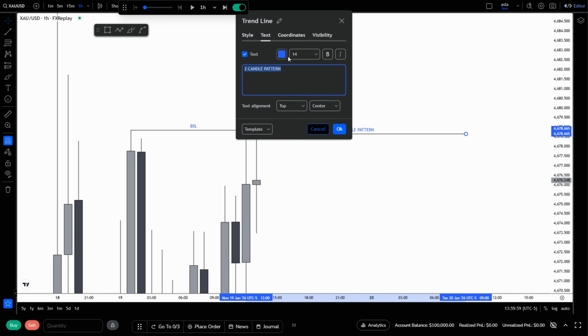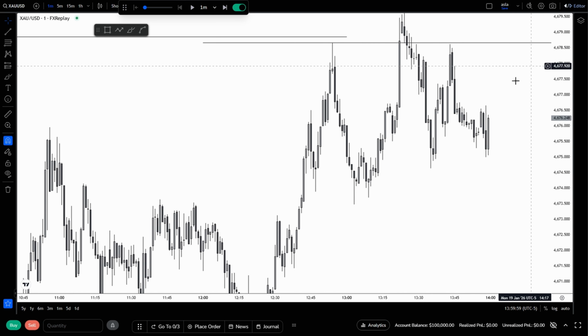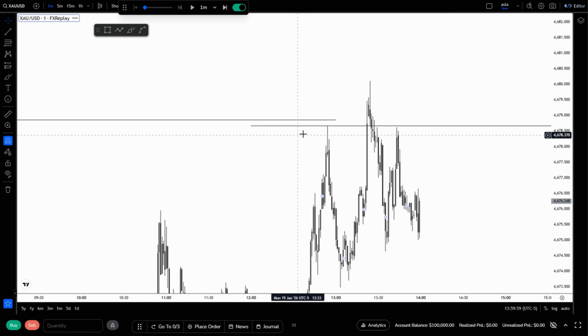Now that we've identified this setup on the hourly time frame, the next step is to drop down to a lower time frame for confirmation and execution. In this case, we move down to the 1-minute time frame.